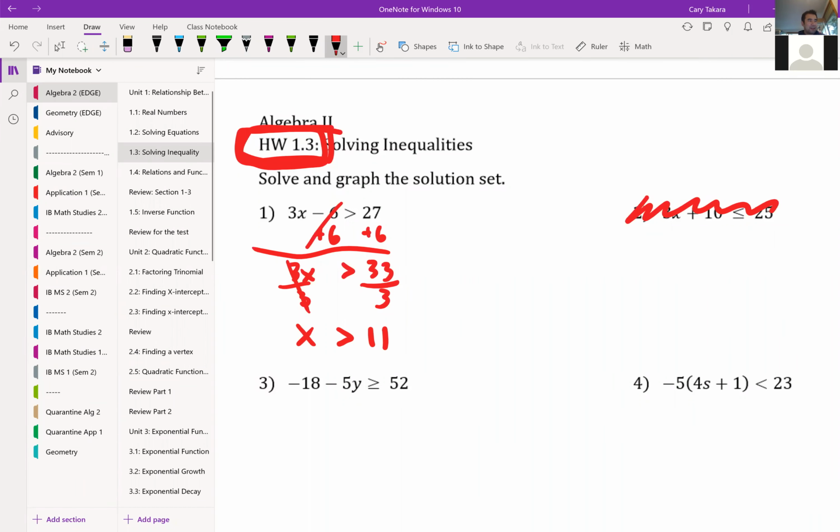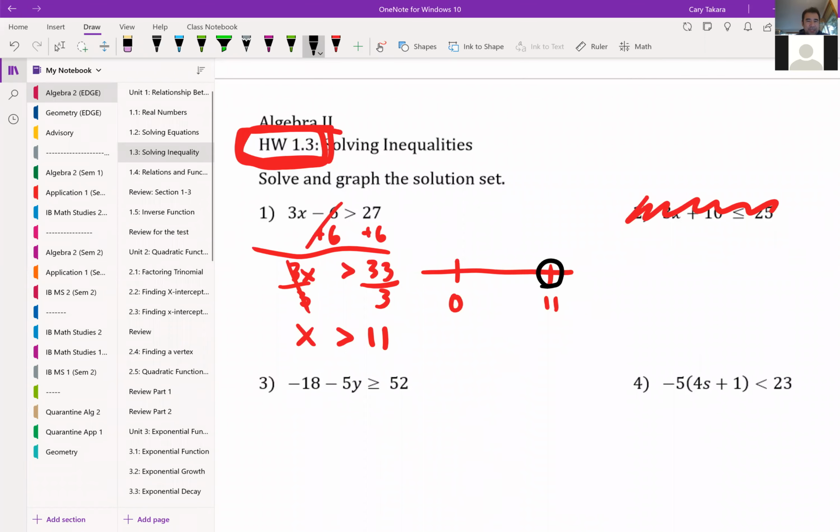Okay. And now you're going to graph. Put 0, and just put 11 right over there. Now, what kind of circle do we need? Open or closed? Everybody tell me. It will be an open circle, so just leave it open. And then which way do we shade? To the right or to the left?